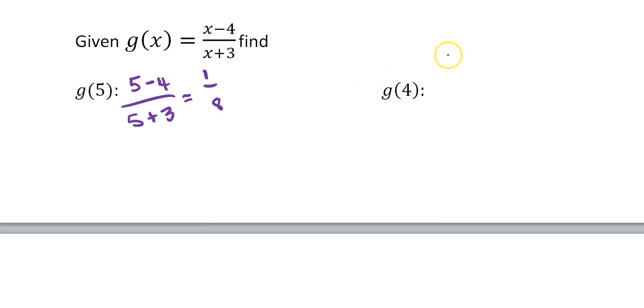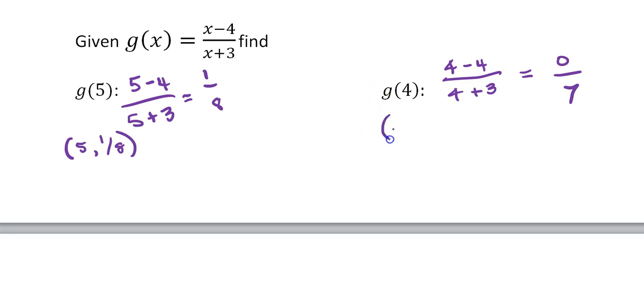So 4, I'm going to have 4 minus 4, and I'm going to have 4 plus 3. So I'm going to have 0 over 7. Is that allowed? Yeah, I can have a 0 in my numerator. All that means is 0. So in this case, I'd have an ordered pair of 5 and 1/8. In this case, I would have 4 and 0.